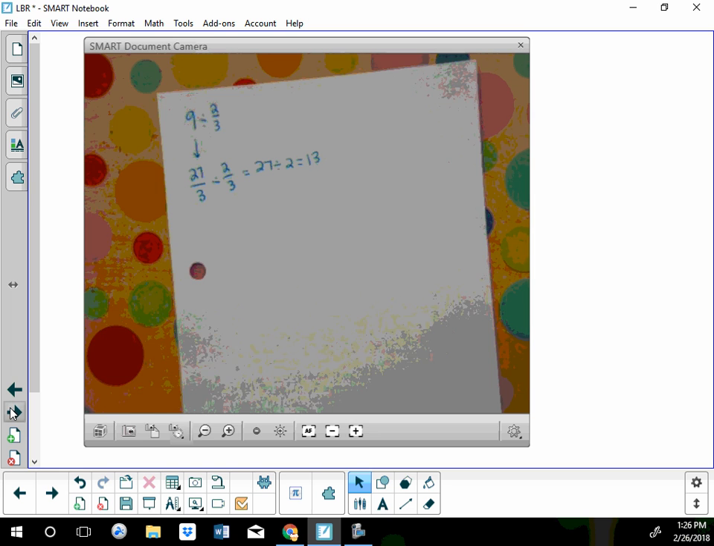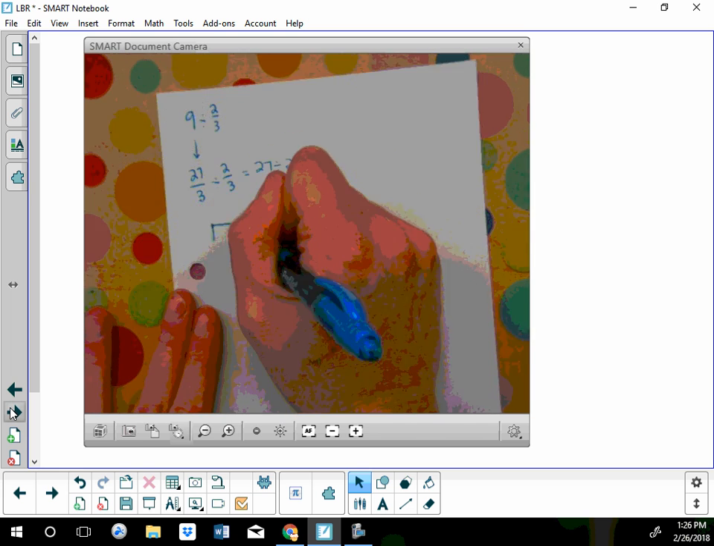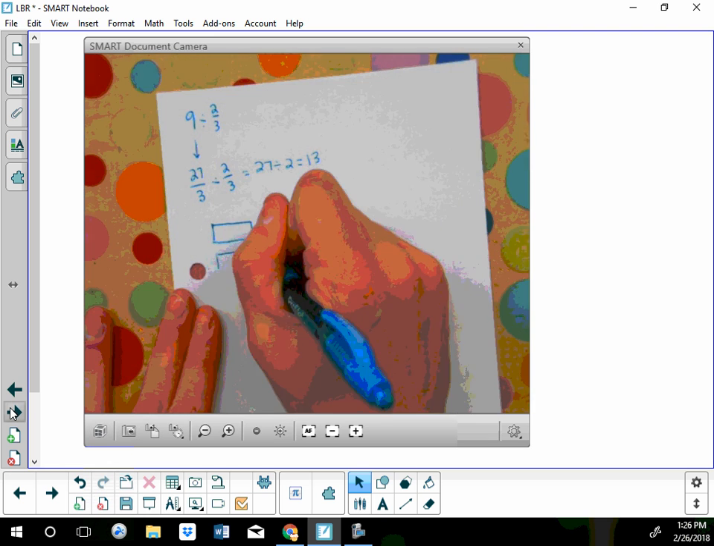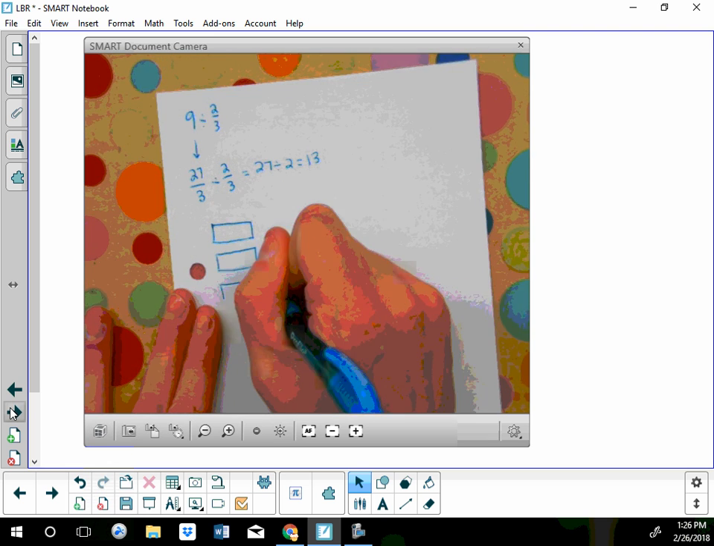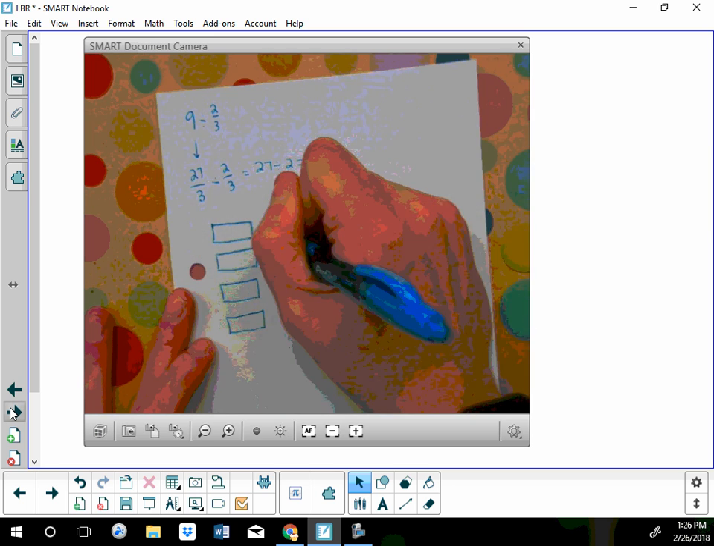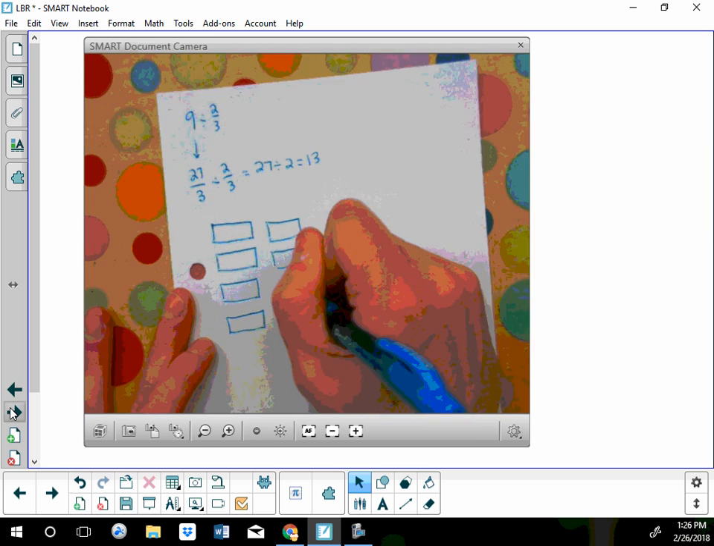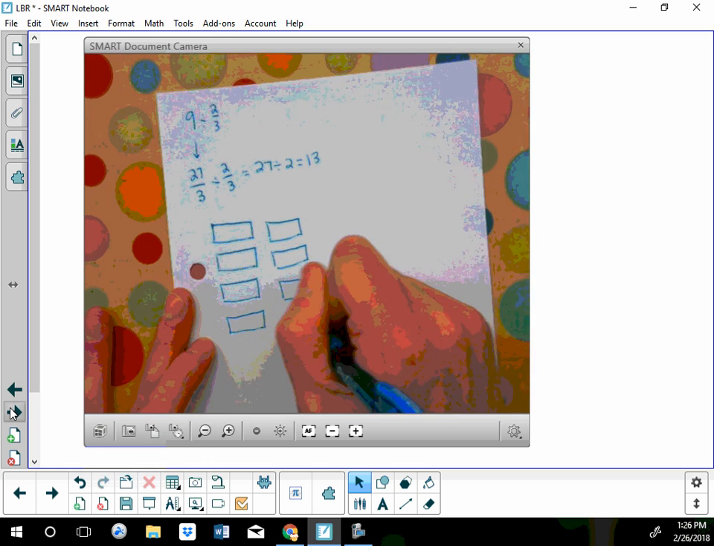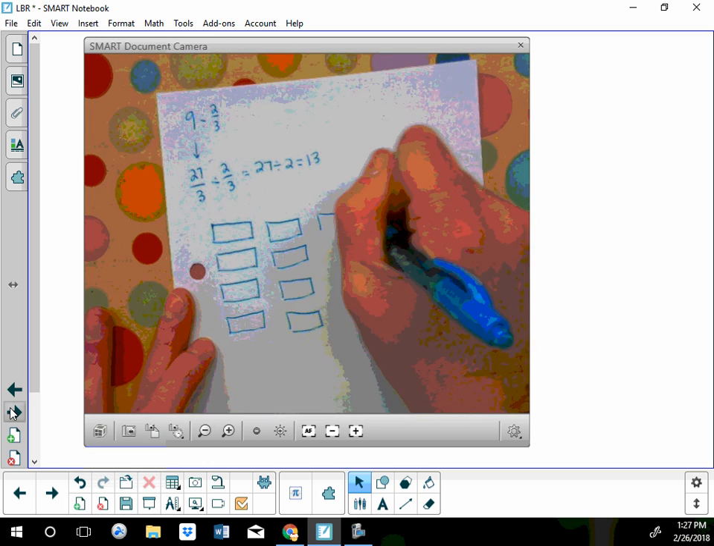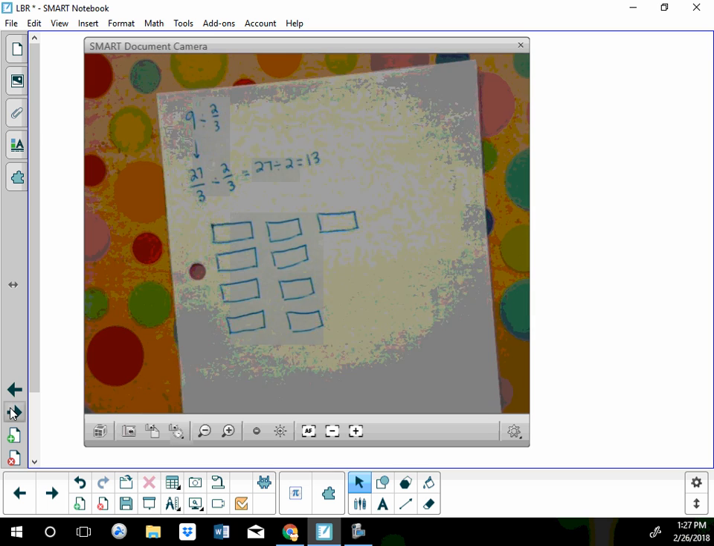Okay, so guys, I'm going to start by drawing a model for this one. So I'm going to start with my 9 blocks of cheese. 2, 3, 4, 5, 6, 7, 8, 9. Okay, and then I'm going to divide them up into thirds because I want to ultimately put them into groups of 2/3.